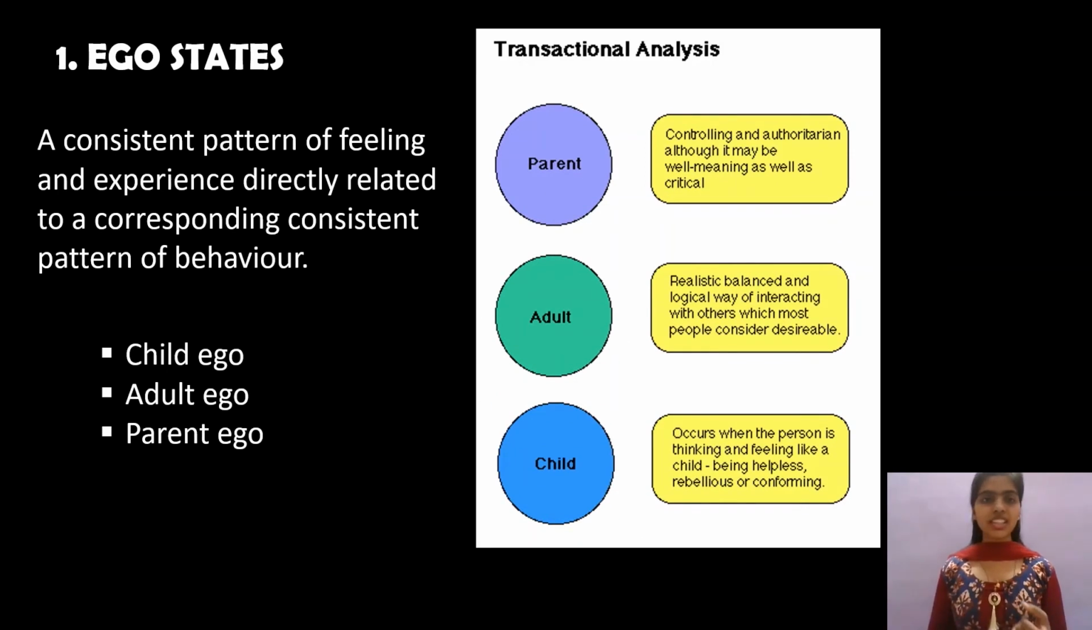There are three states: the child ego state, the adult ego state, and the parent ego state. The child ego state occurs when a person is thinking and feeling like a child. They exhibit childlike behavior: more immature, more dependent and helpless, being stubborn and rebellious. Things like that, exhibiting characteristics like that, are marked by the child ego state.